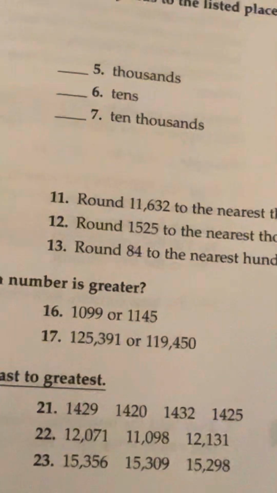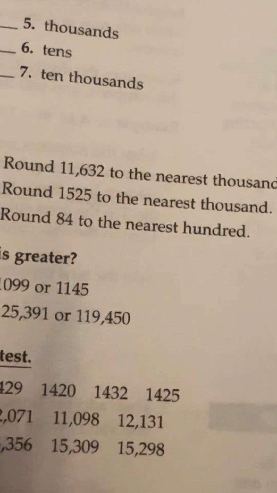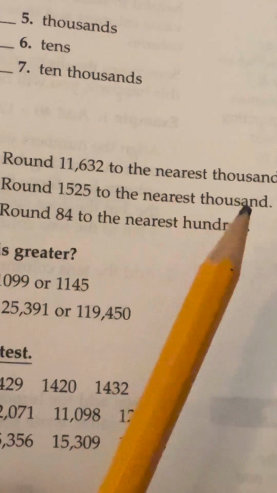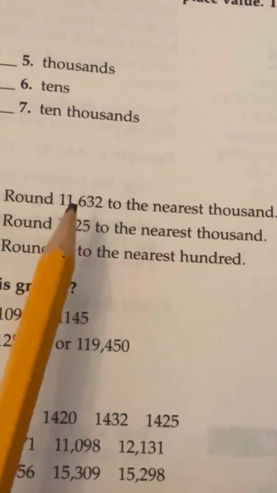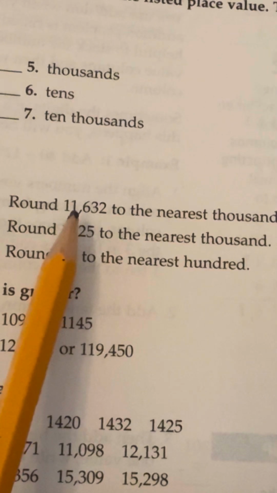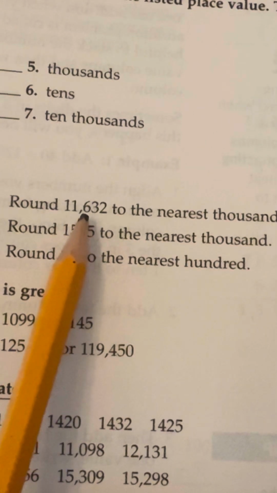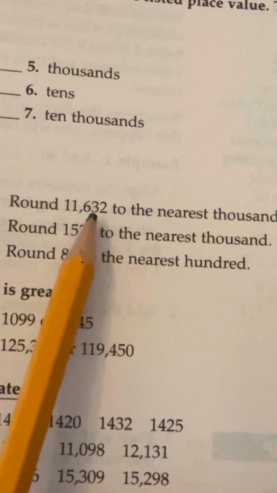Now we're going to take a look over here at this one. So we're asked to round 11,632 to the nearest 1,000. So the nearest 1,000 would be this first one right here before the comma. So I would look at that and say, okay, do I keep it 11,000 and be done, or do I round it up to 12,000? So I look at the number right after it, which is a 6. It's a higher number than 5, so that means I'm going to round it up. So this is going to be 12,000.